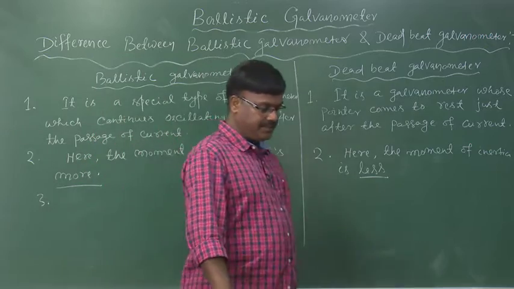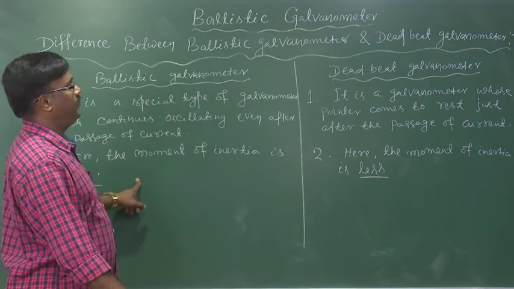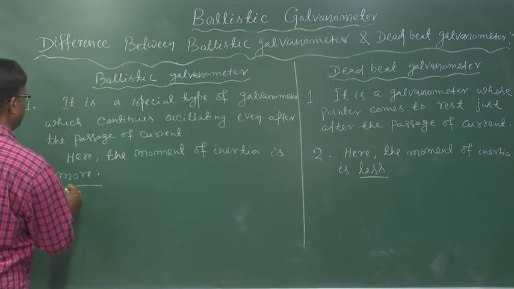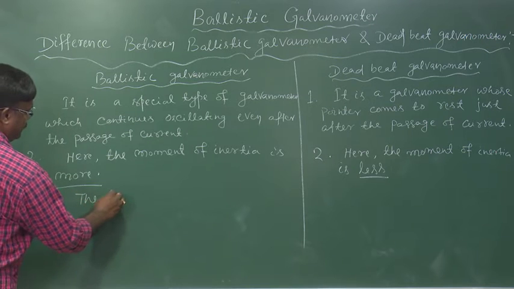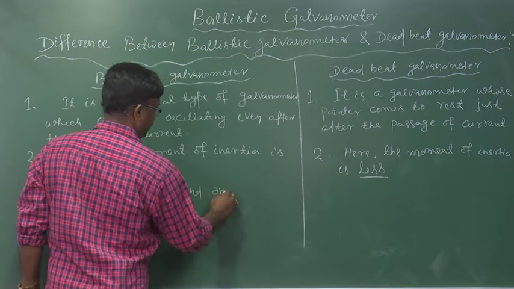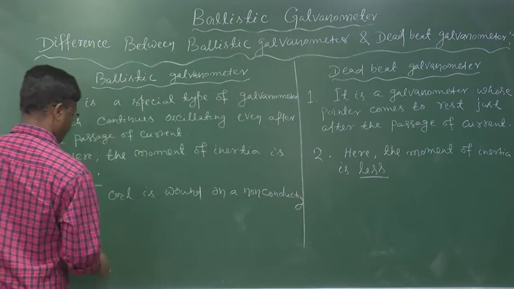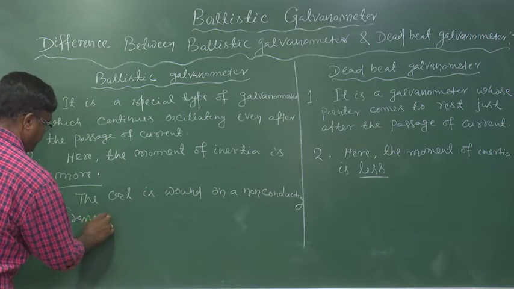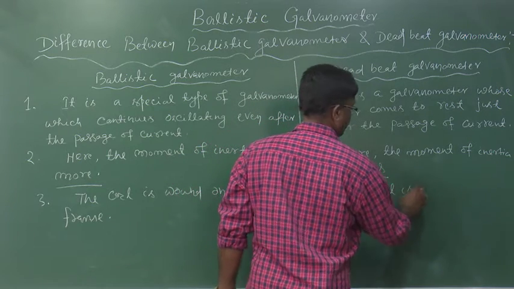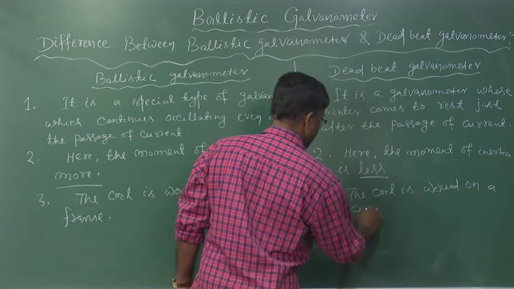And number 3 point, the coil is wound on a non-conducting frame in case of ballistic galvanometer, whereas the coil is wound on a conducting frame in the deadbeat galvanometer.